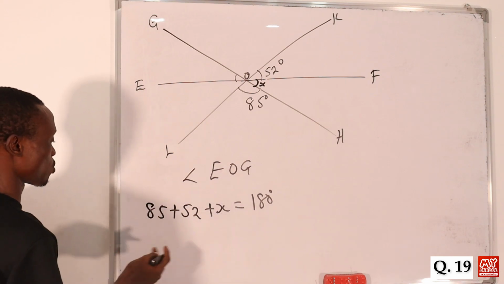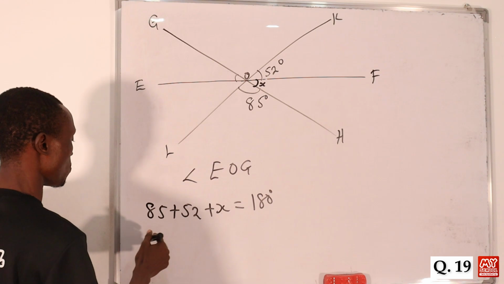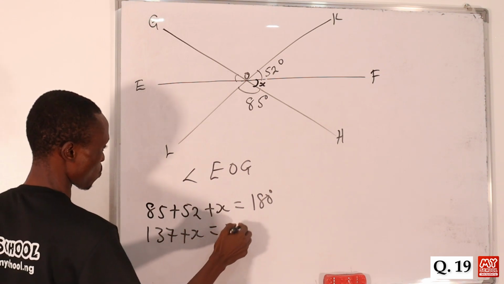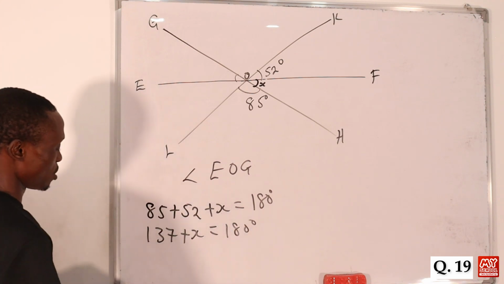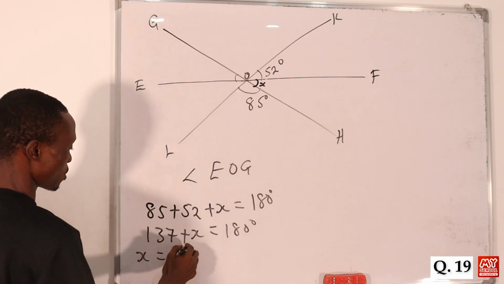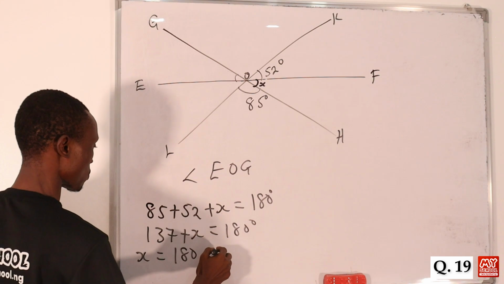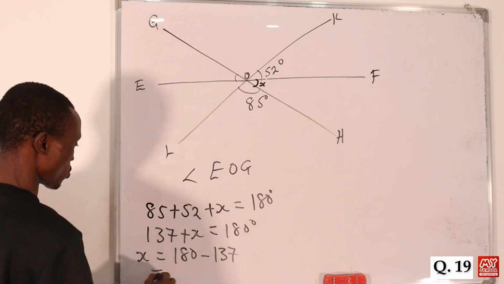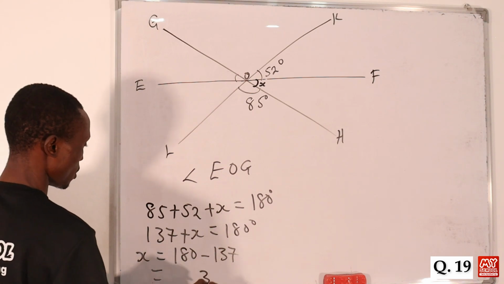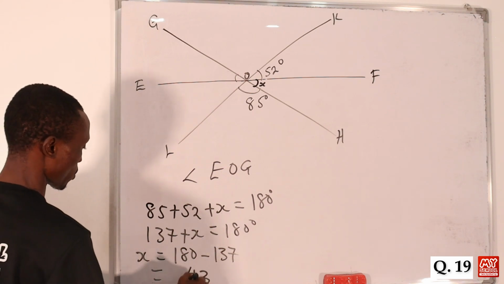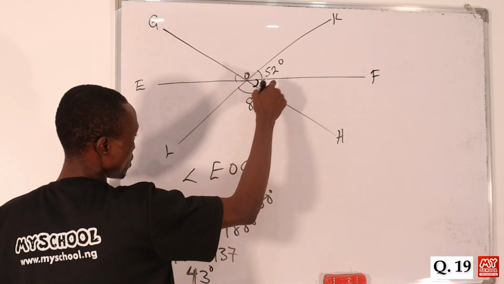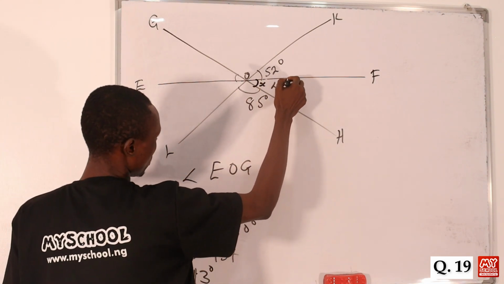So let's add these two together. If we add these two together, we'll have 137 plus X is equal to 180 degrees. So X will be equal to 180 minus 137. If we subtract here, we'll have 3, then we'll have 4. So we'll have 43 degrees. So that means our X here is equal to 43 degrees.